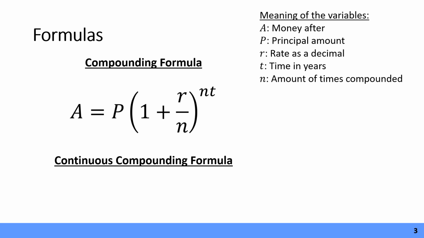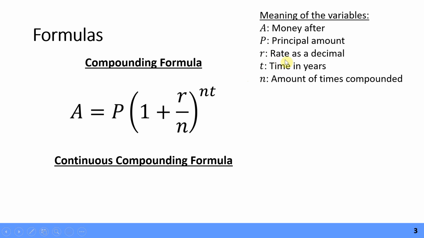A in this problem is going to represent how much money you have after your investment. This formula is going to help you understand, if I invest a certain amount of money, how much am I going to have afterwards? So A stands for the amount after. P stands for your principal amount, which is how much money you start with. The 1, of course, is just a 1. The R in this formula is going to represent your rate.